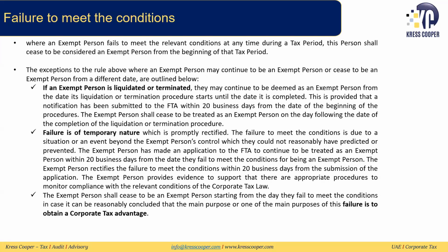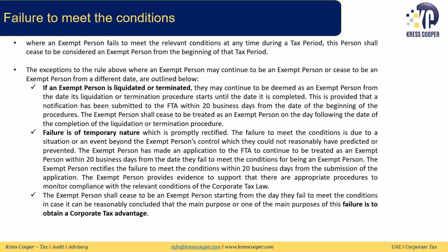Now, what happens if there's a failure to meet the conditions? Where an exempt person fails to meet the relevant condition at any time during the tax period, then this person will cease to be considered an exempt person from the beginning of that tax period. But there are certain exceptions, or certain times when this date is not followed, so we'll discuss those now.